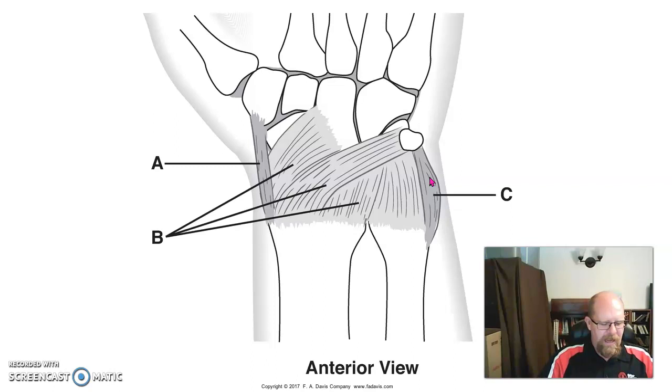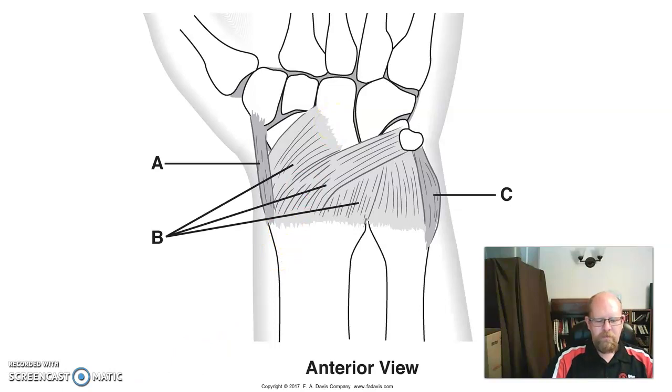Next, we have to take a look at the palmar radiocarpal ligament. Now, this ligament is really divided into these three sections here. You can see that they originate on the radius and a little bit on the ulna. So the insertion point is the proximal row of the carpals, but it also includes the capitate of the distal row.